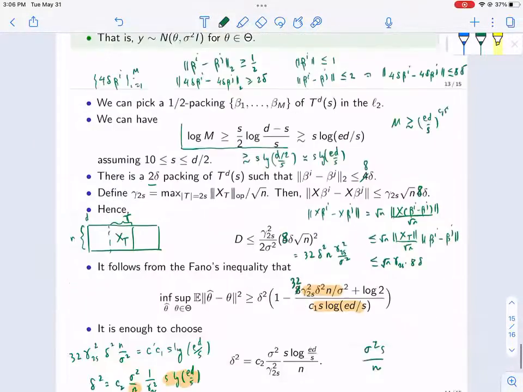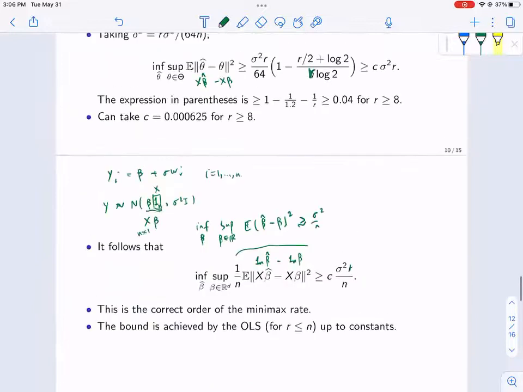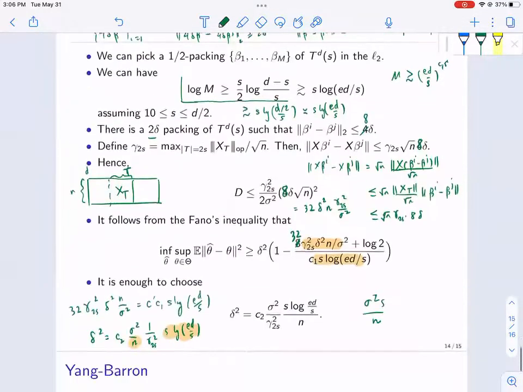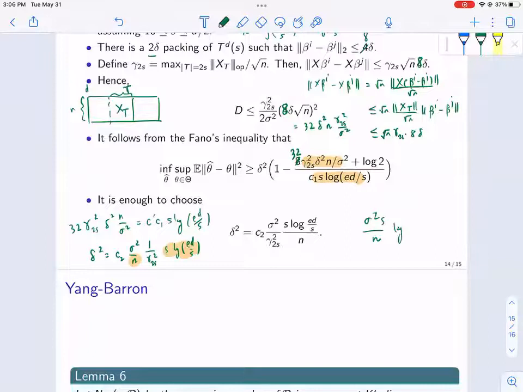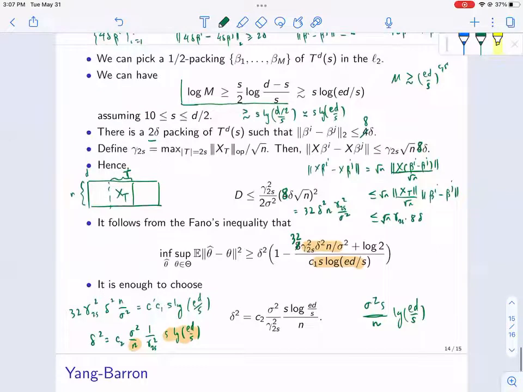So roughly speaking, it's like sigma squared s over n. This is similar to sigma squared r over n, right? Because the dimension is roughly s, but the price that you pay here is this extra log, right? This is the price that you pay because you don't know the subset.